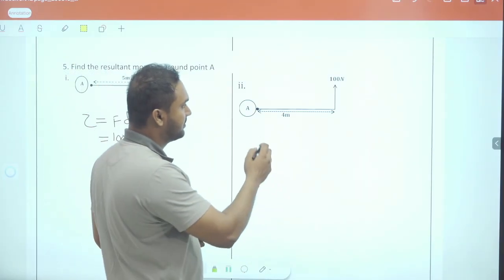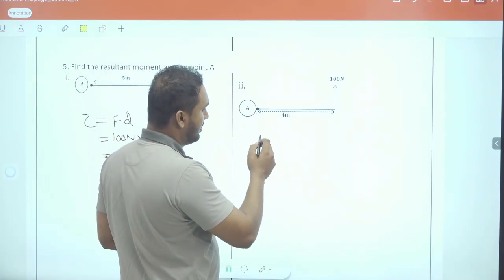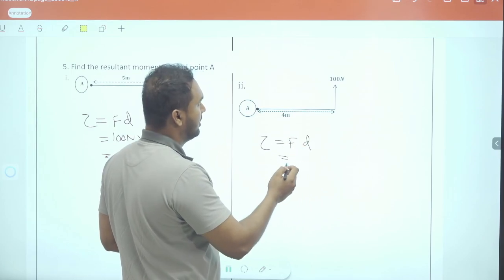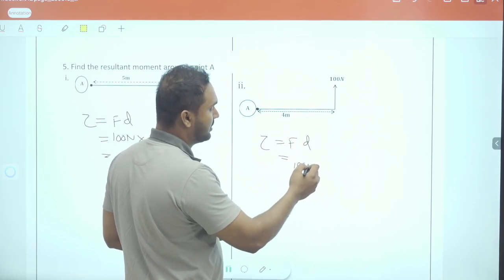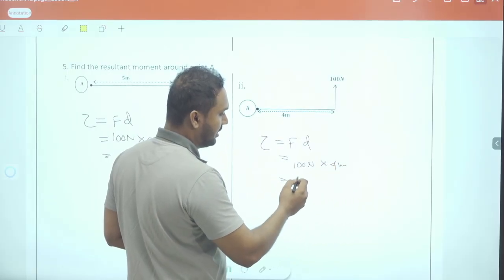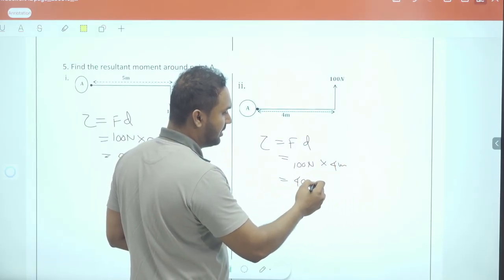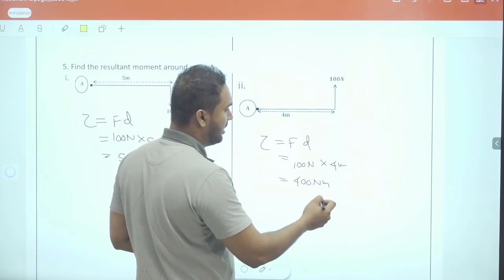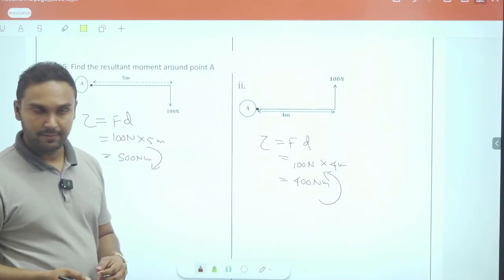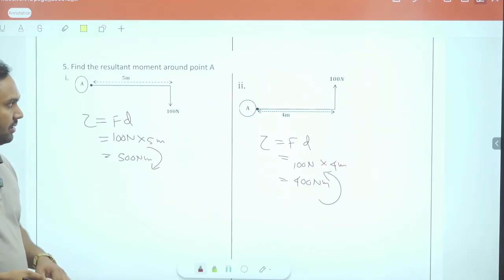And this one, tau equals F D. F is 100 newtons, D is 4 meters, and the answer is 400 Newton meters acting towards where? Anti-clockwise direction. Get it? Simple, right?